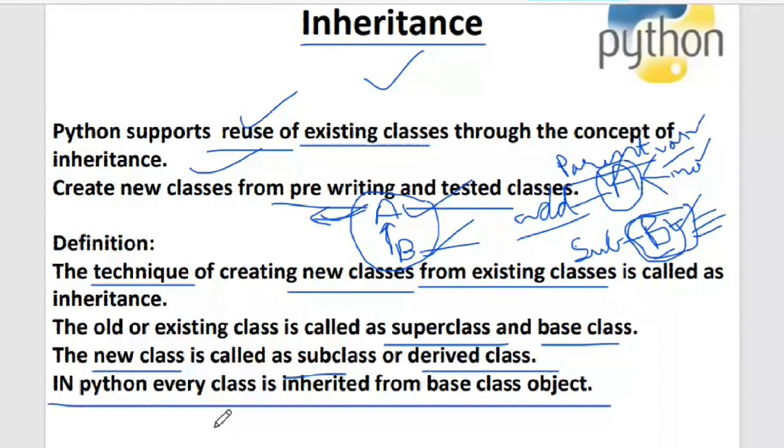In Python, every class is inherited from the base class object. There is a class called the object class, and every class is an inherited class from the object class. So even if you don't give the object class in the syntax, internally it is inherited from the base class. And what is the name of the class? This is an inbuilt one, which is the object class.